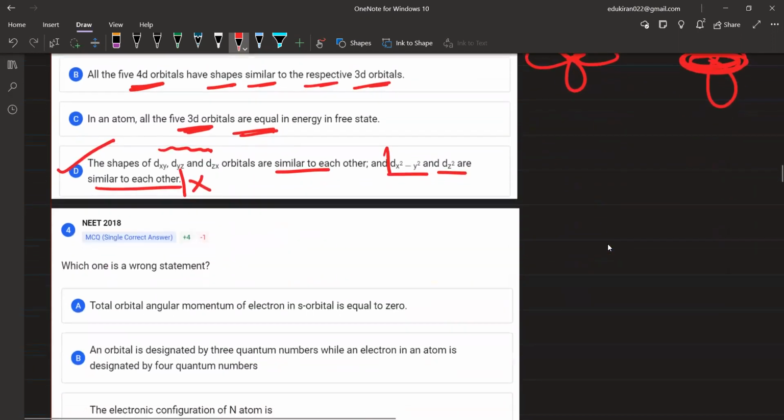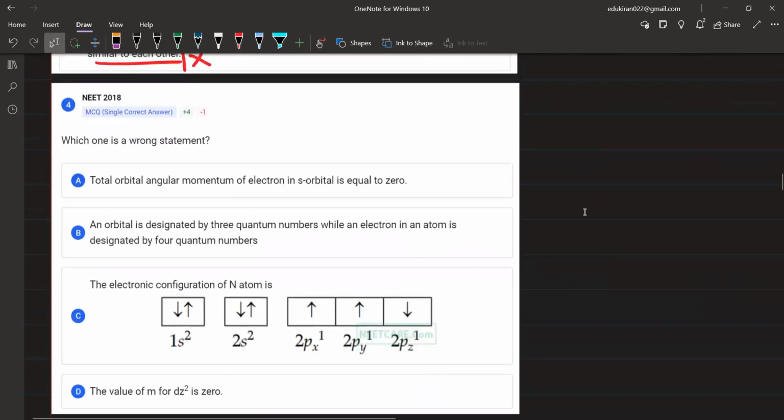Okay, right, next. Which one is the wrong statement? Total orbital angular momentum of electron in s orbital is equal to 0. An orbital is designated by 3 quantum numbers, while an electron is designated by 4 quantum numbers. ठीक है, फिर से wrong statement बताना आपको. The electronic configuration of nitrogen atom is like this. The value of m for dz square is equal to 0. इसमें से what is the wrong option?